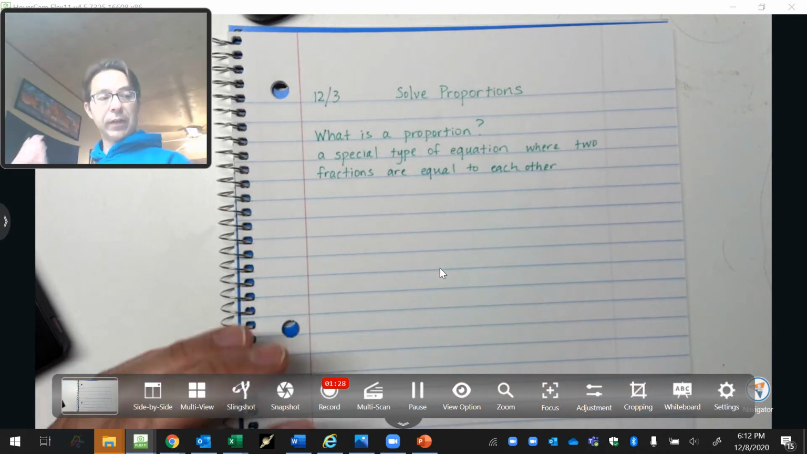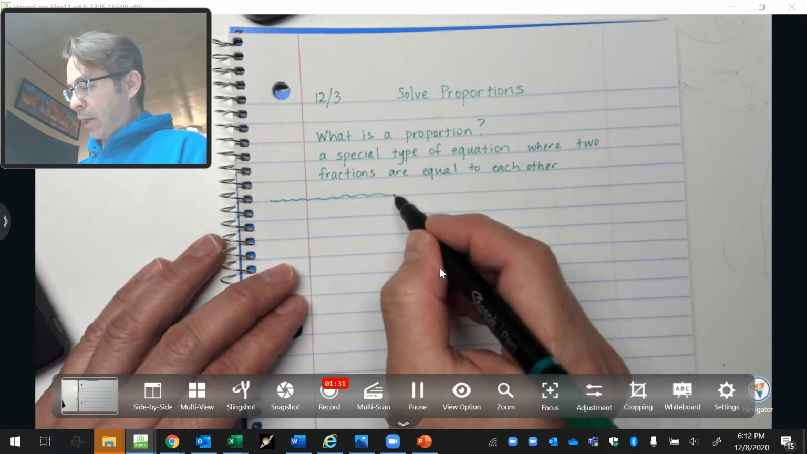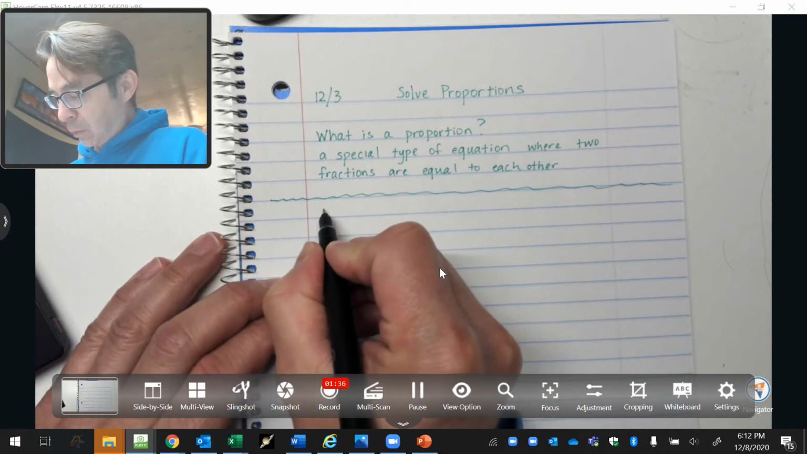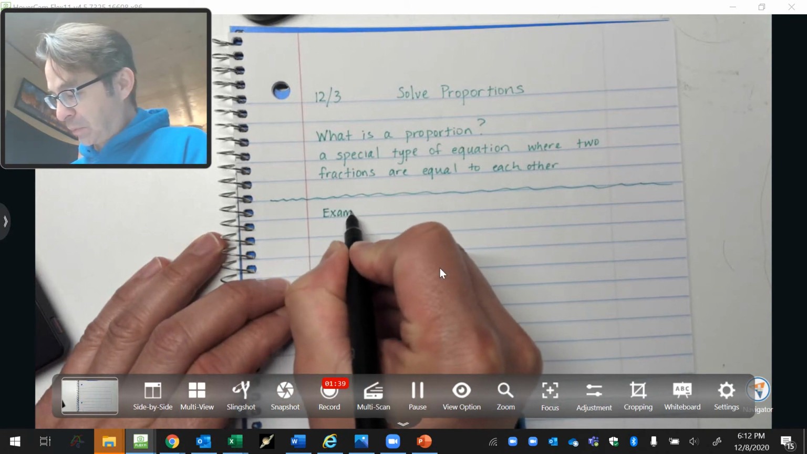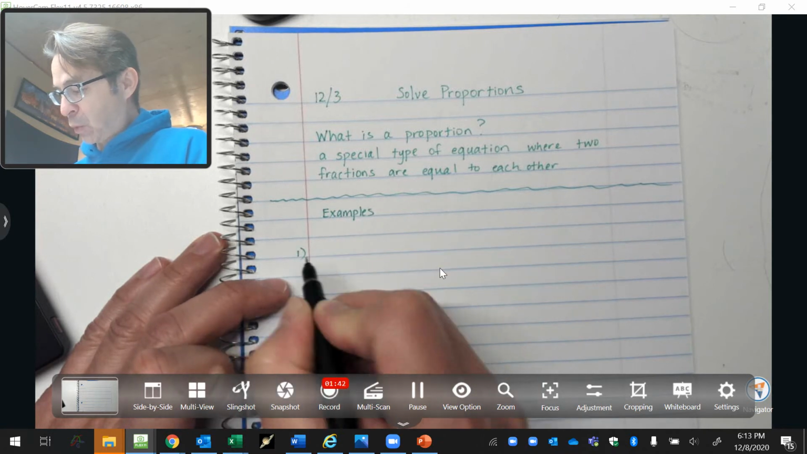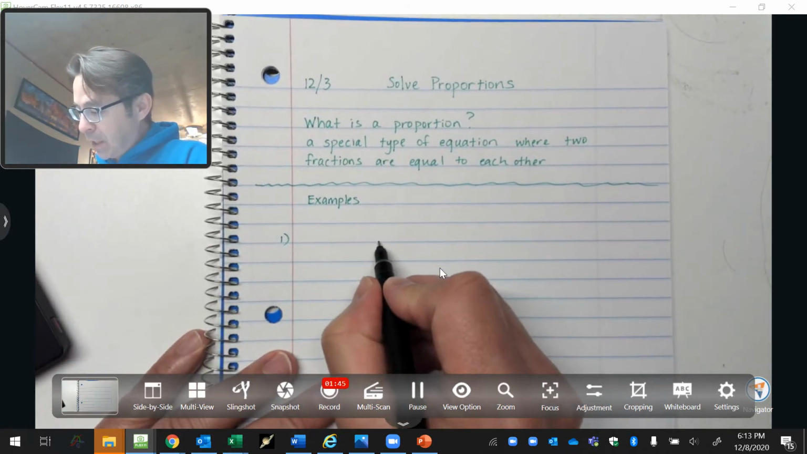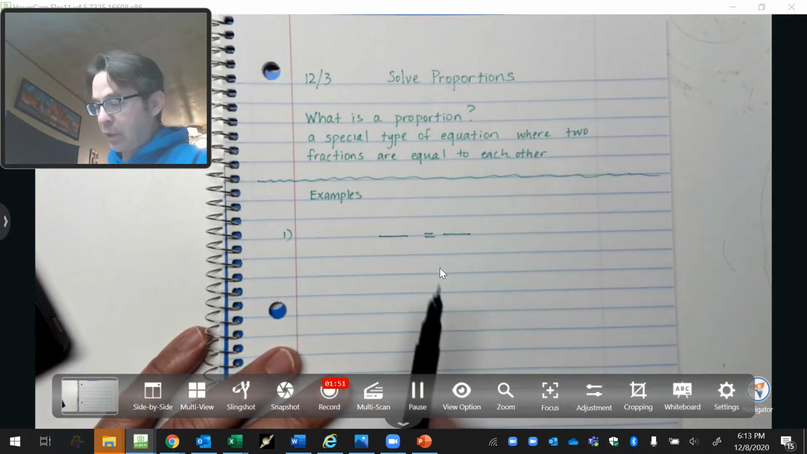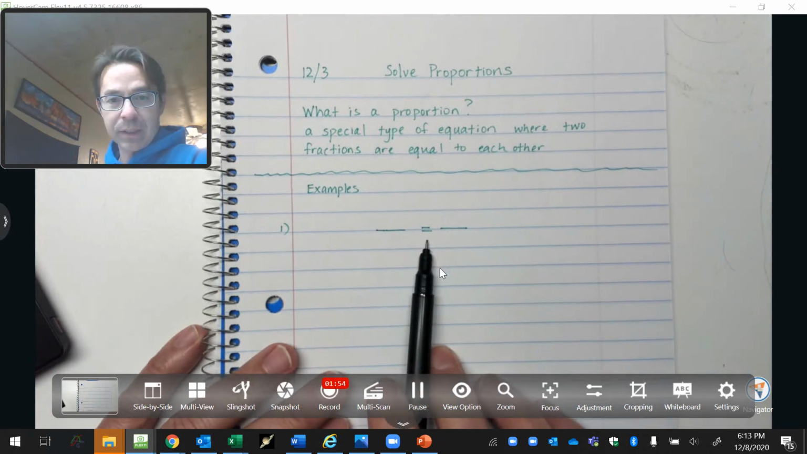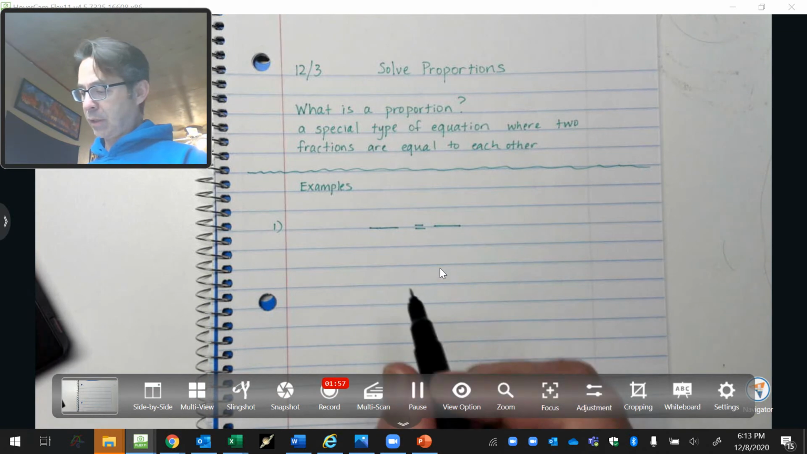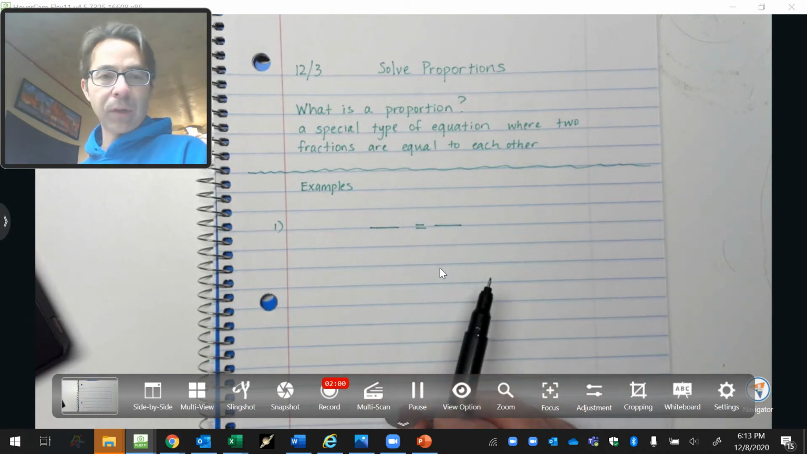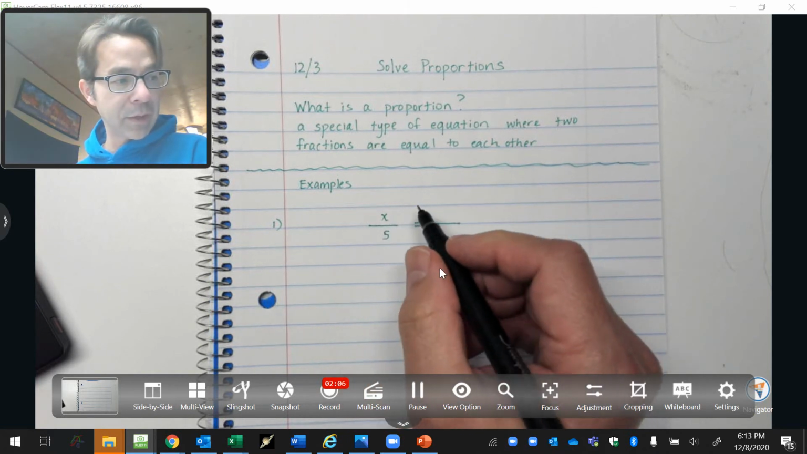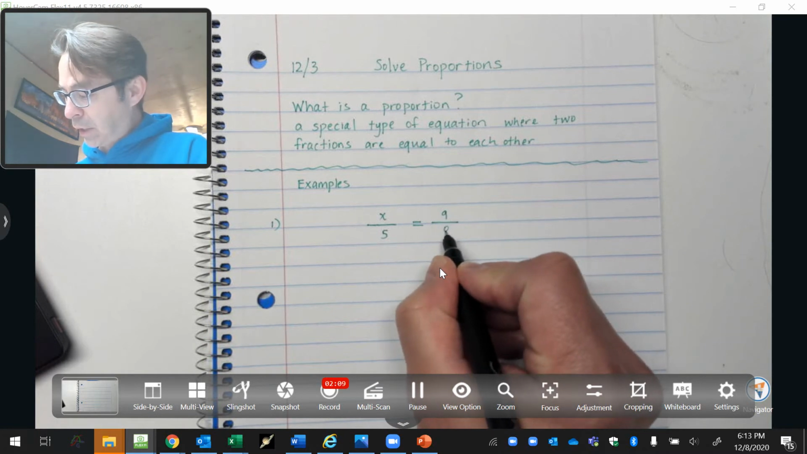Okay, so that is the definition, and now we're going to talk about how to solve a proportion. So all proportions look like this. Well, hold on, let me write the word examples. Number one, all proportions have, just like a regular equation, the left side and the right side, in the middle is the equal sign, and there are 1, 2, 3, 4 parts always. First example, x divided by 5 is equal to 9 divided by 8.